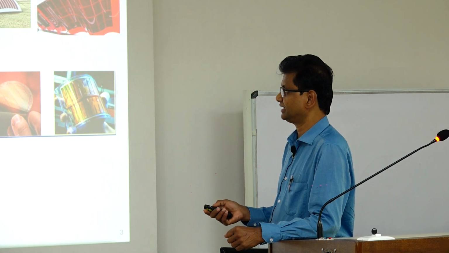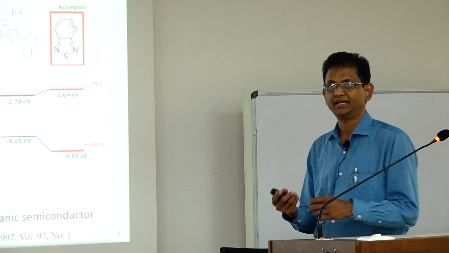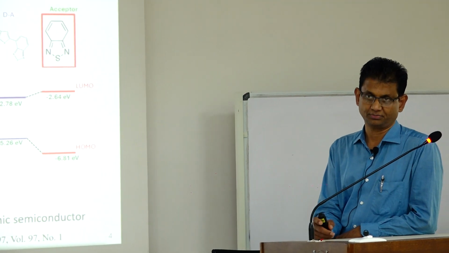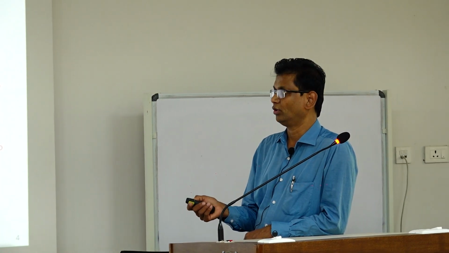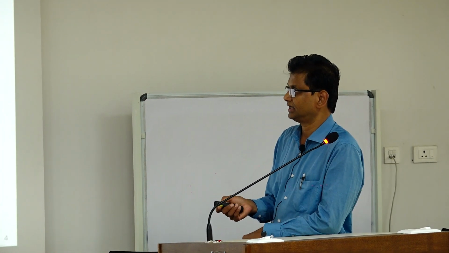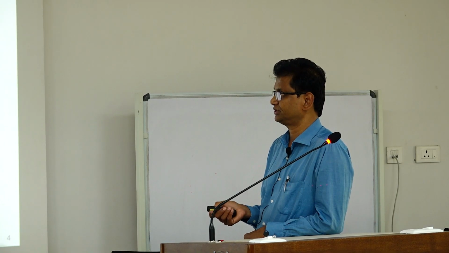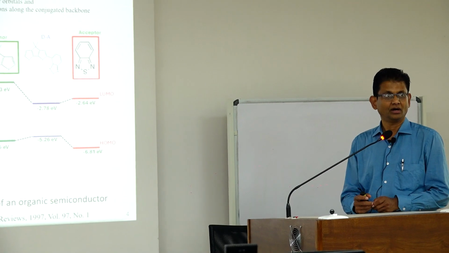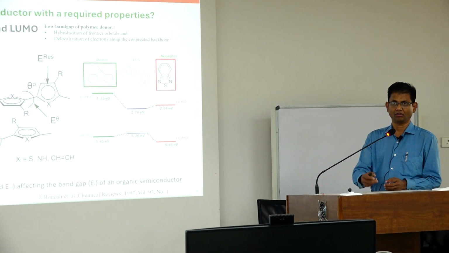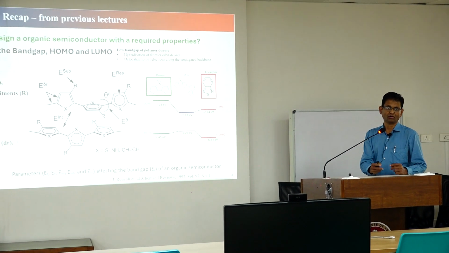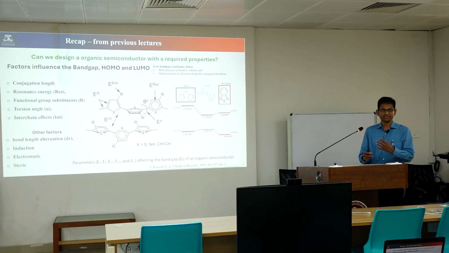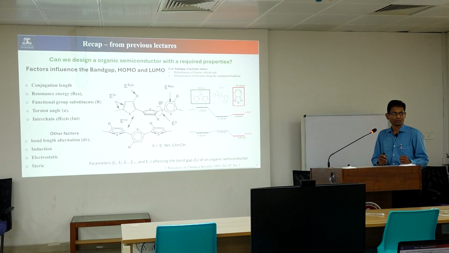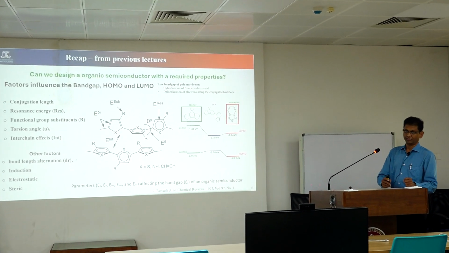In the second lecture, we saw how we can design the organic semiconductor. We saw some design concepts. For each one I gave an example: the conjugation length, the resonance energy, the substituent groups and the interchain effect. All those things have a profound effect on changing the energy level of the organic semiconductor. Eventually the energy level is important to tune the property we want according to the application, whether organic photovoltaic, transistor or light emitting device.